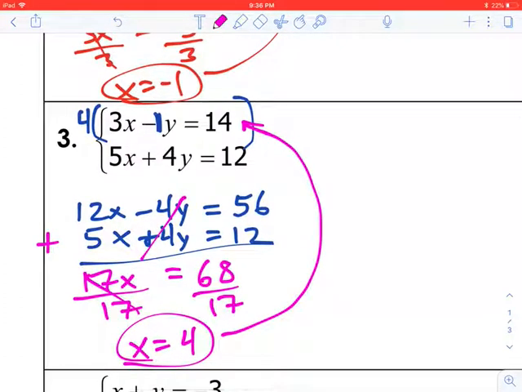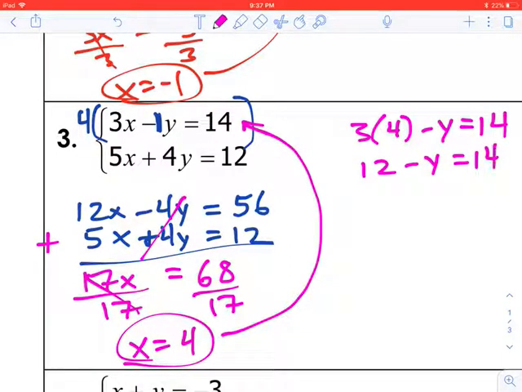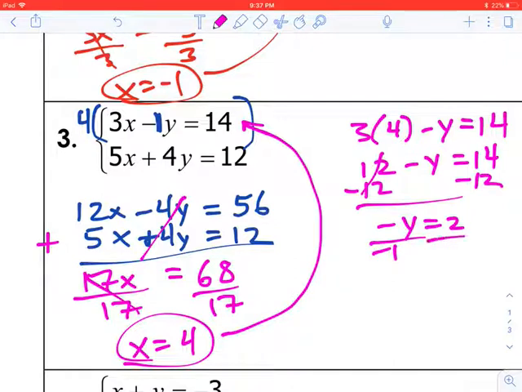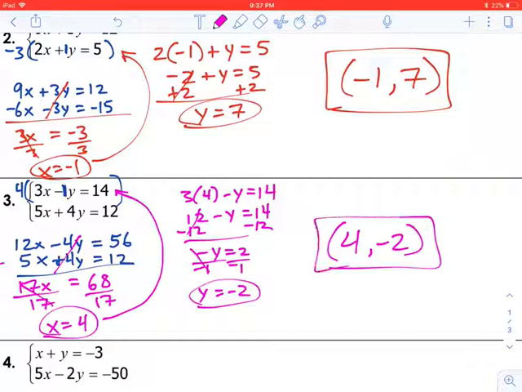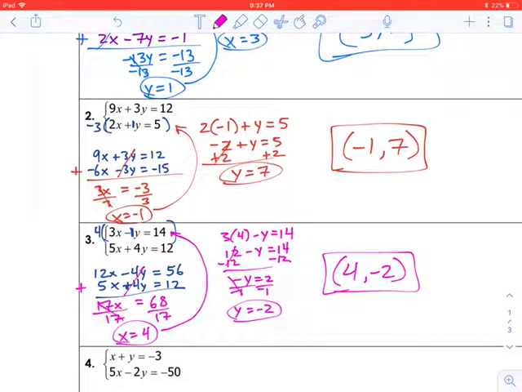So that's 3 times x, which was 4, minus y equals 14. And so that's 12. And then I subtract 12 to the other side. Get -y equals 2. Divide by -1. And I get y equals -2. And so x comma y is 4 comma -2. And there we are.